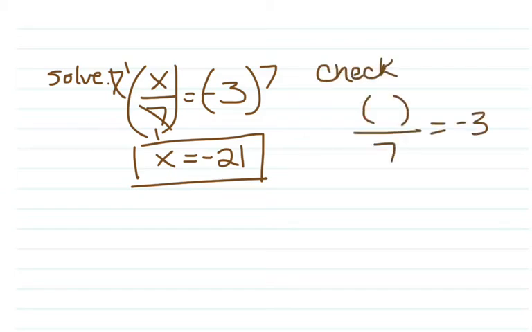We're going to check it. Empty parentheses, ready for our substitution. Putting negative 21 in there. Negative divided by positive is a negative, so we got negative 3. We are correct.